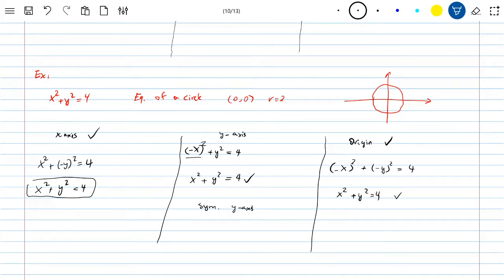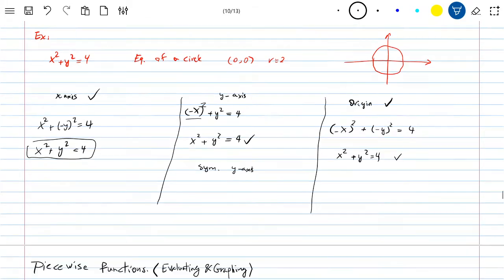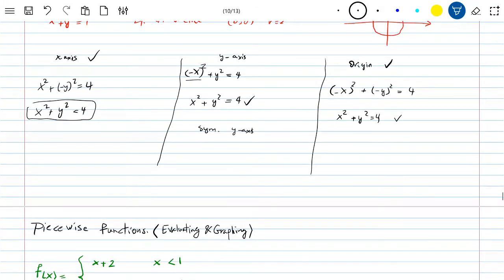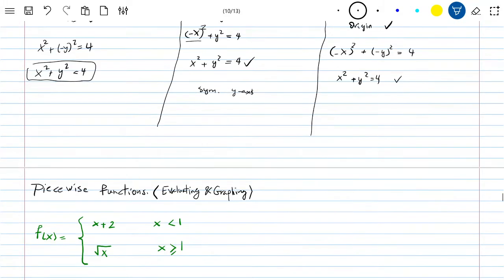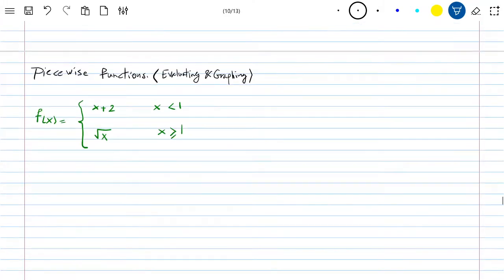If you knew the graph already, you didn't need to go through this, but sometimes it's not easy to graph a function or an equation. Okay. I hope these were good enough examples. There are a bunch more examples you can pick from the textbook.